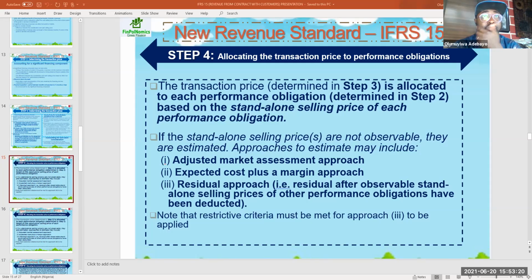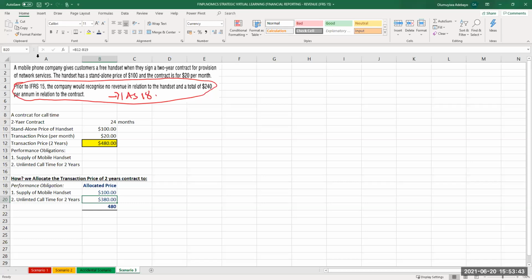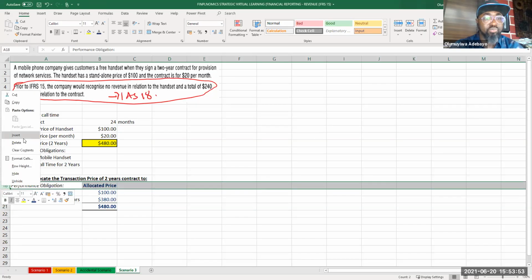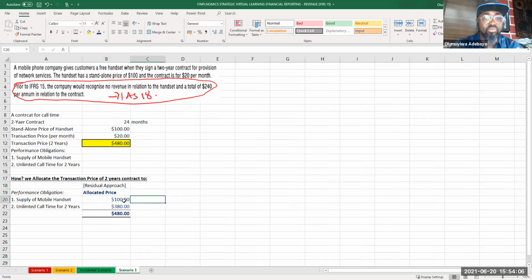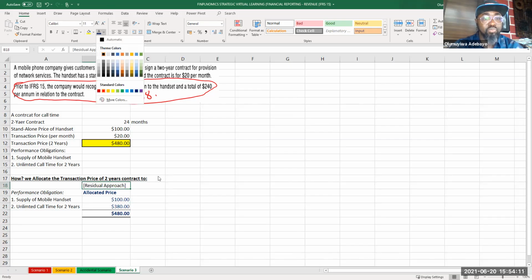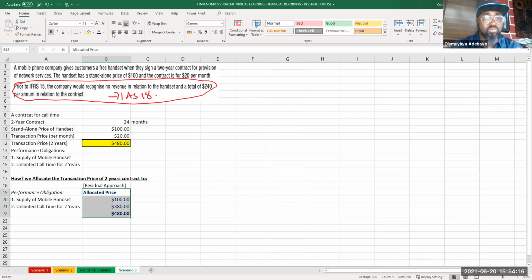Are you getting it? And I'll say the other one will be the difference between 480 and 100. This is a residual approach.